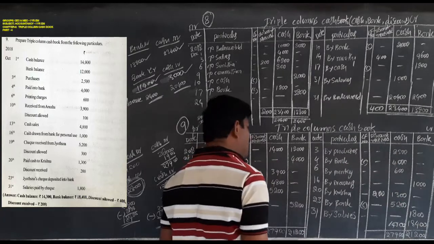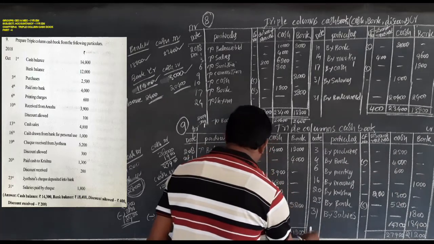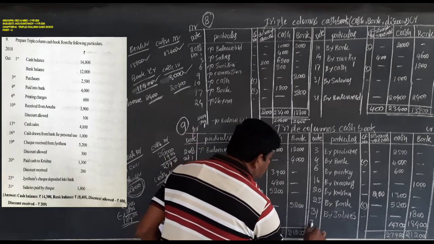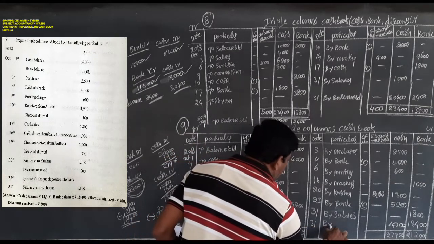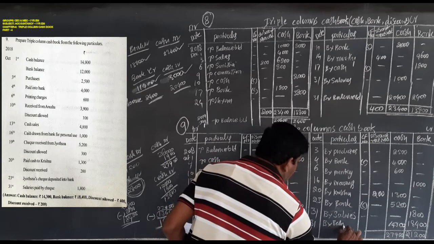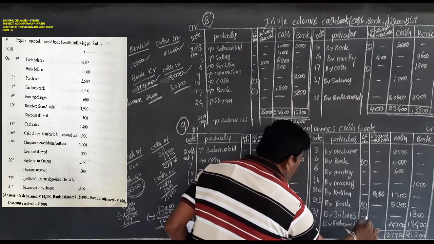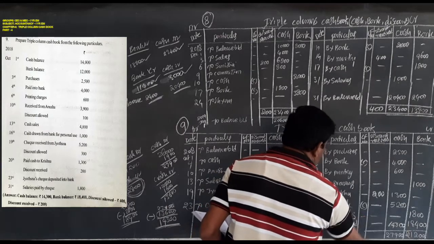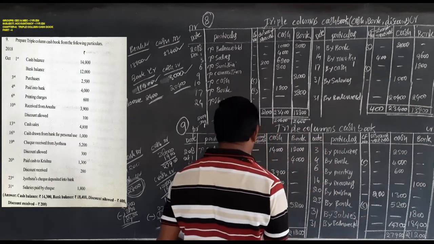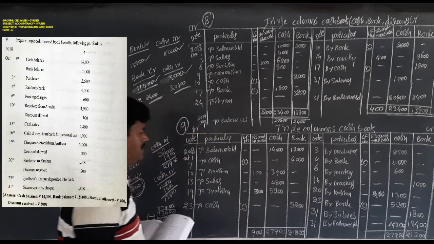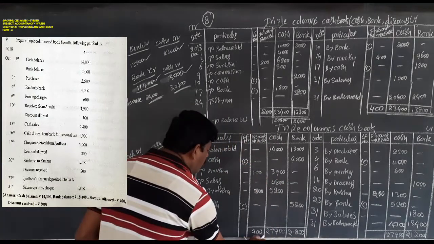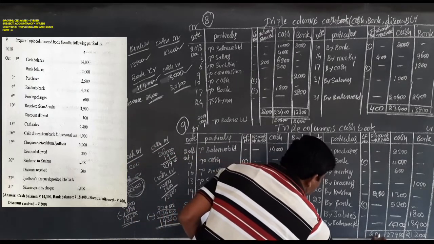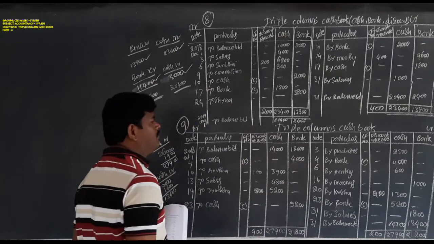You have to mention here the last date, October 31st, by balance carried down, 14,300 and 18,400. It is nothing but the difference between debit and credit. So here 400 rupees discount, here 200 rupees discount. This is the 9th problem.